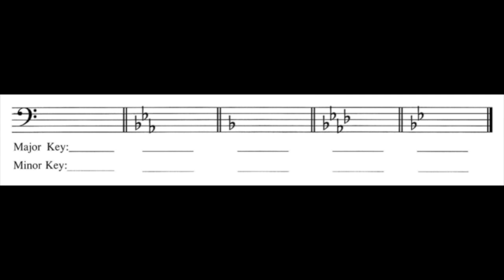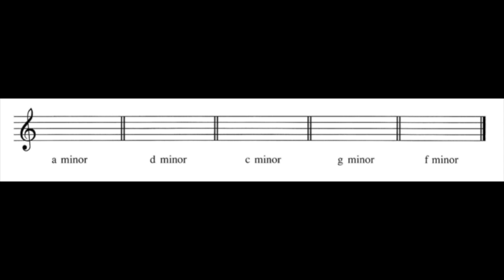Next, we're going to name both our major and minor key signatures that are provided for us. In question 9, it says, write a key signature for each of the minor keys below. So you're basically taking the information from the previous question and writing the key signatures yourself.